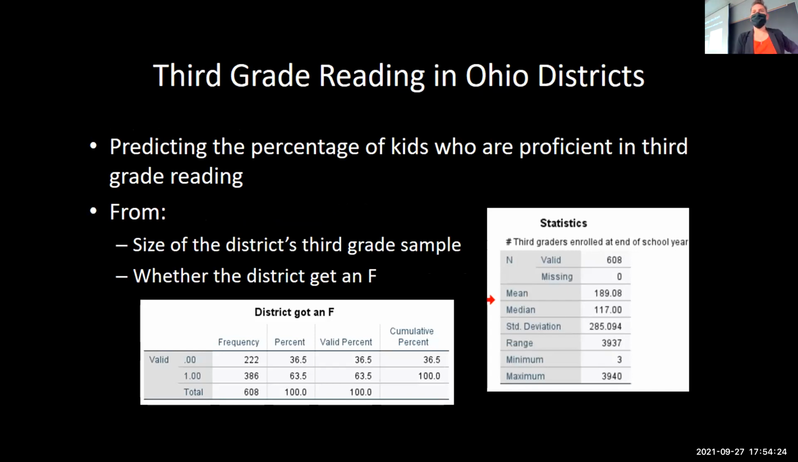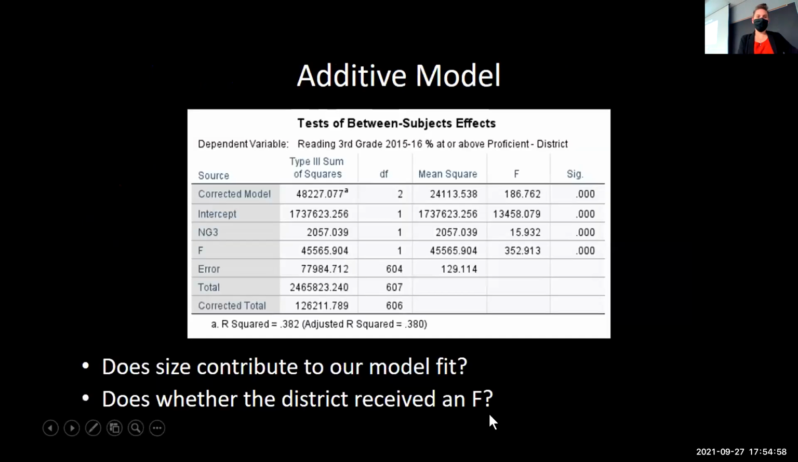And here I have some descriptive statistics about the number of third graders. You'll see I have 600 different districts in Ohio. The mean is 189. My range is from 3 third grade students all the way up to over 3,000 in a district. We have 386 of our school districts that received an F on their report card. That's 63% of our sample. So now that's some basic statistics of what's going on.